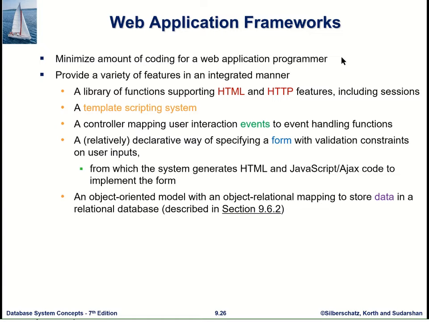Here we are talking about the web application frameworks. That means the second method for alternative server-side programming. The reason for this is that we want to utilize the available libraries and tools existing in the framework to improve the efficiency of web application development. So basically, we minimize the amount of coding for the web application programmer. That means we can utilize them to improve our production efficiency.